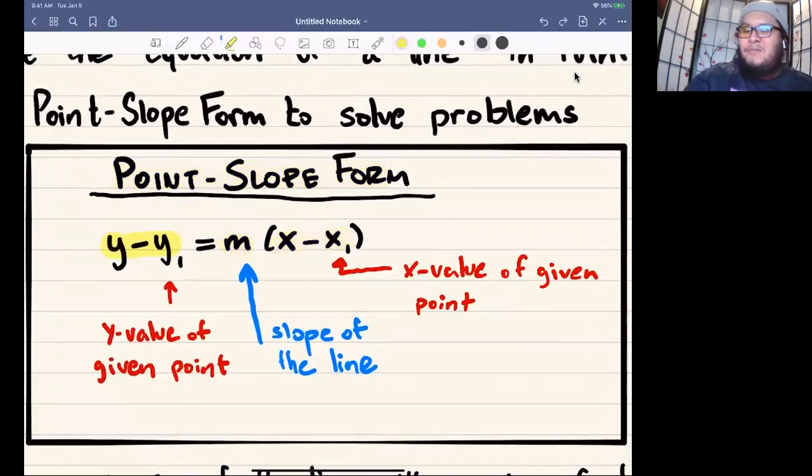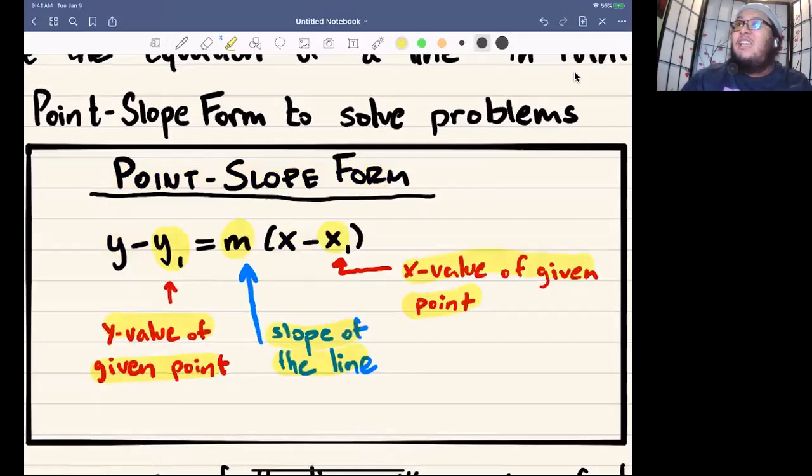Now this is a lot of stuff you guys might have in mind, but basically y1, this is the y value of your given point. So if they give you a graph, you have to look for it. M, if you remember from our lesson in slope, is the variable for the slope of the line, and x1 is the x value of the given point. Pretty straightforward, right? So basically, if you got a point and you have the slope of the line, you can write the equation just like this.